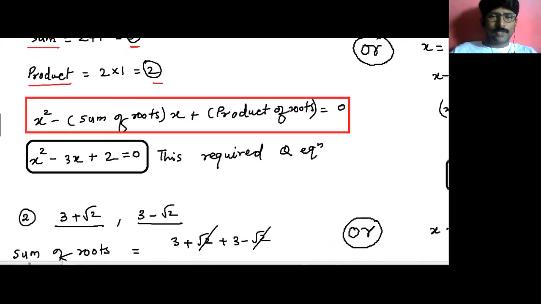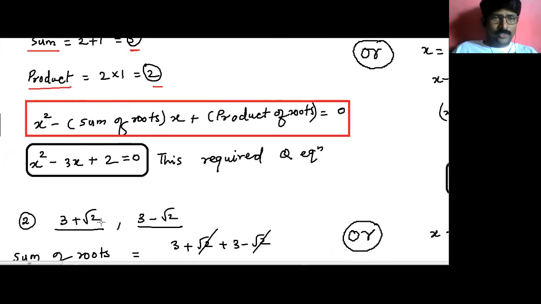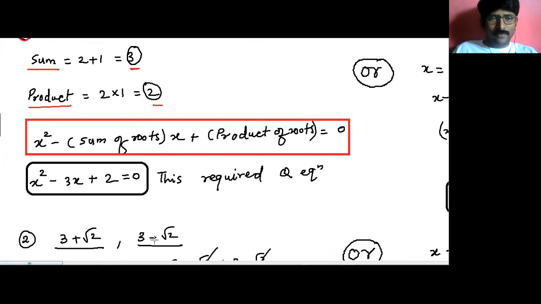Please try doing this sum quickly in your book. 3 plus root 2 and 3 minus root 2. So frame the quadratic equation. How to frame the quadratic equation? Say 3 plus root 2 is the first root and 3 minus root 2 is the second root. Now you can pause the video and solve by your own and then check whether you get the right answer or not. You can do this method, sum, product, and then this formula. So try doing it.